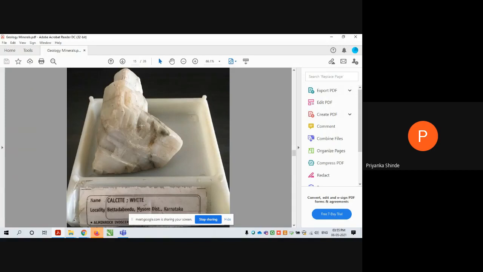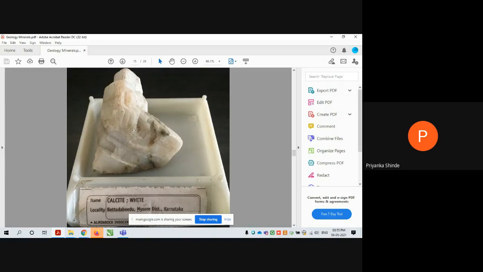fashion. So cleavage is the breaking of a mineral in a definite direction. You can see the definite breaking pattern here. That is why it is an important property. It breaks, so it is very soft. You can see the hardness is 3. So it is a softer mineral, and the specific gravity is 2.7.